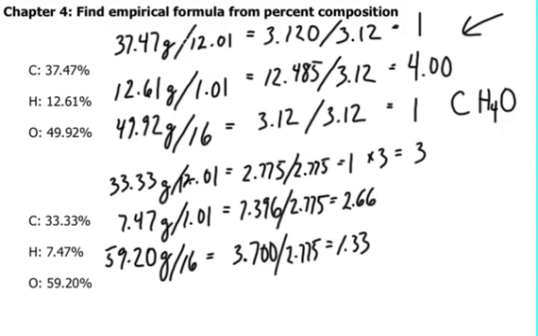So 3 there, 2.66 times 3 gets you 8, and 1.33 times 3 gets you 4. Okay, so now I have my nice integers, and I can put those as my subscripts into the empirical formula. So the final answer here would be C3H8O4. Okay, so that's finding the empirical formula from percent composition data.